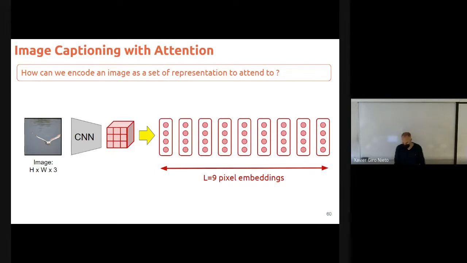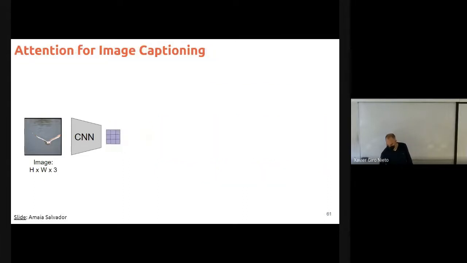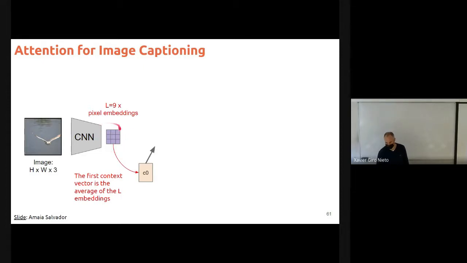Then you have different embeddings for each portion of the image. If these are the pixel embeddings, and we want to do image captioning with attention, we have 9 in this case. First, we need a context vector. Remember, the context vector is the output of the coding part of the attention after the softmax and after doing the average sum of all, in this case, pixel embeddings. Now, in this setup, we will start decoding.